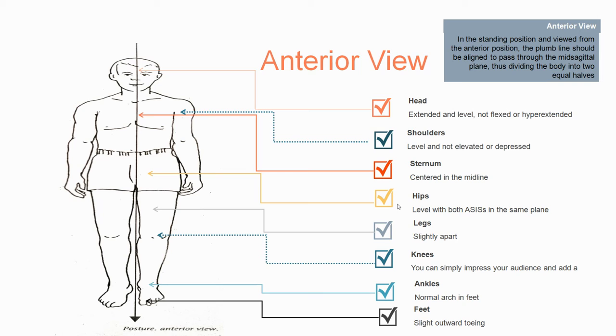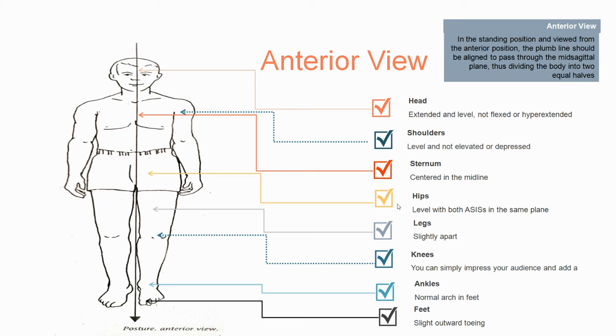Next, the anterior view. In the standing position and viewed from the anterior position, the plumb line should be aligned to pass through the mid-sagittal plane of the body. Thus, it divides the body into two equal halves, as we see in the figure. The following body segments listed should be aligned as follows.